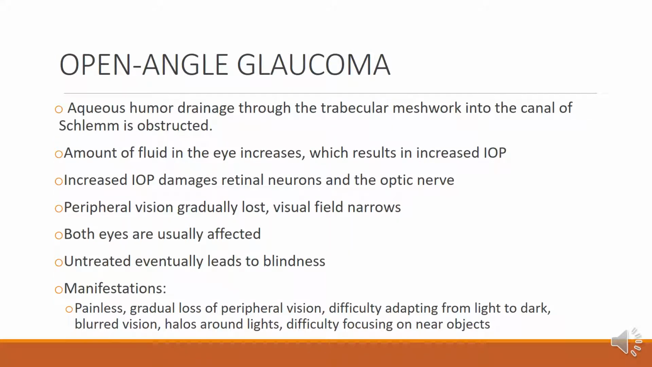Both eyes are usually affected with this. If untreated, it will eventually lead to blindness. And their manifestations are going to be painless, gradual loss of peripheral vision, difficulty adapting from light to dark, blurred vision, halos around lights, difficulty focusing on near objects.